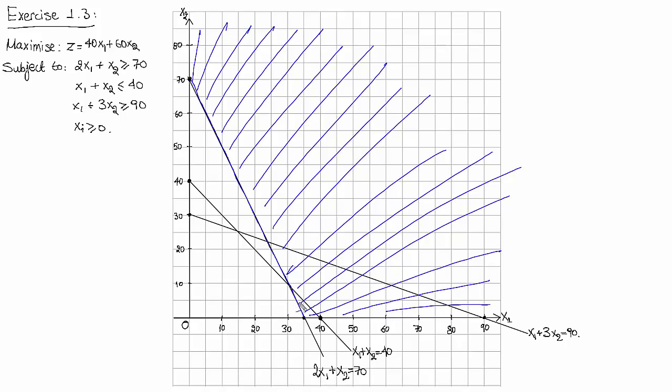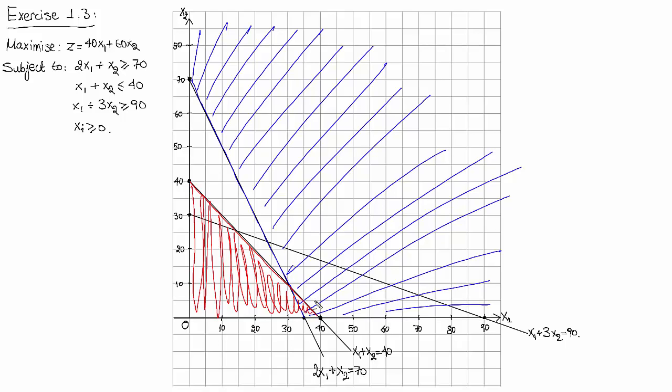Now for the second constraint, we have x1 plus x2 less than or equal to 40. So we'll have the area that is less than or equal to this line. But also x1 and x2 need to be greater than or equal to 0, so we'll have this area, which is the area from our second constraint.